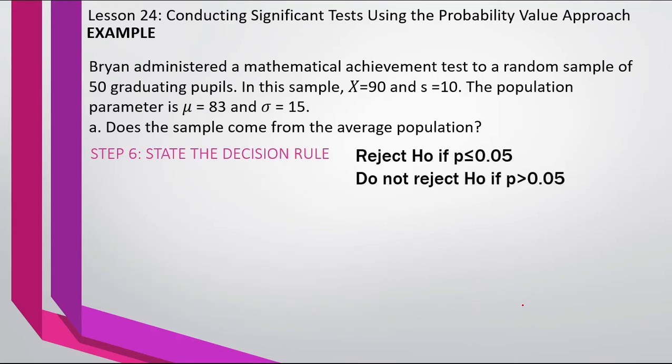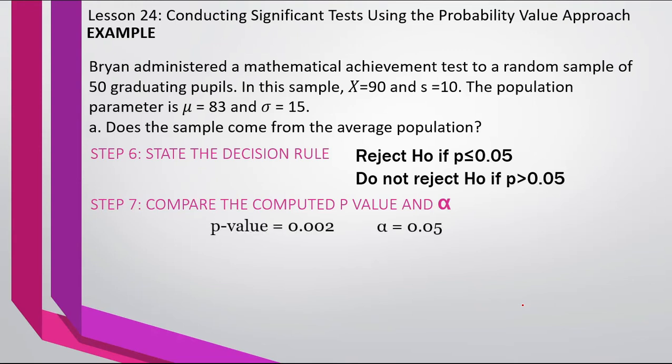Next, we state the decision rule. So, ito yung ating parameters regarding sa pagde-decide. We reject the null hypothesis if the p-value is less than or equal to 0.05, and we do not reject the null hypothesis if the p-value is greater than 0.05. Ano ba yung p-value? So, p-value and alpha. So, ayan. Ang p-value natin ay 0.002 at ang alpha natin ay 0.05.